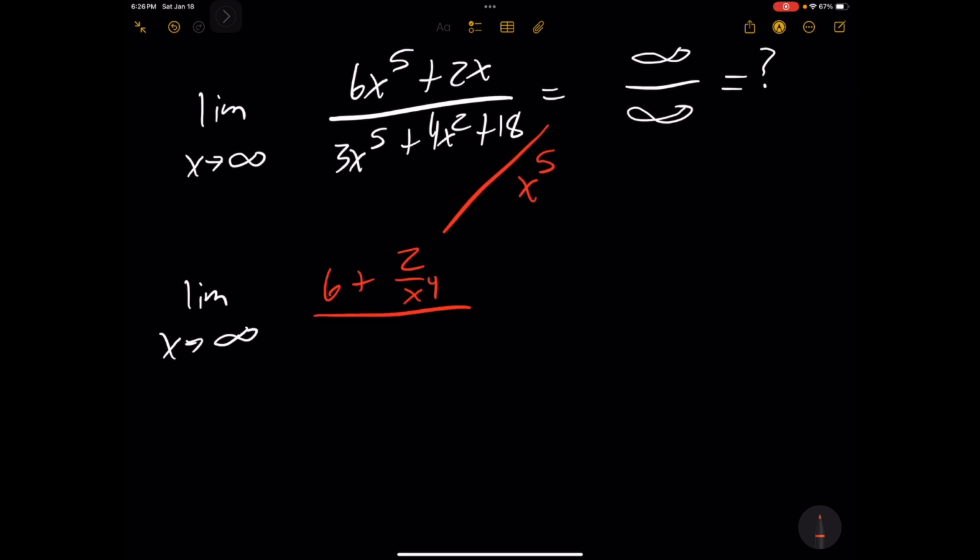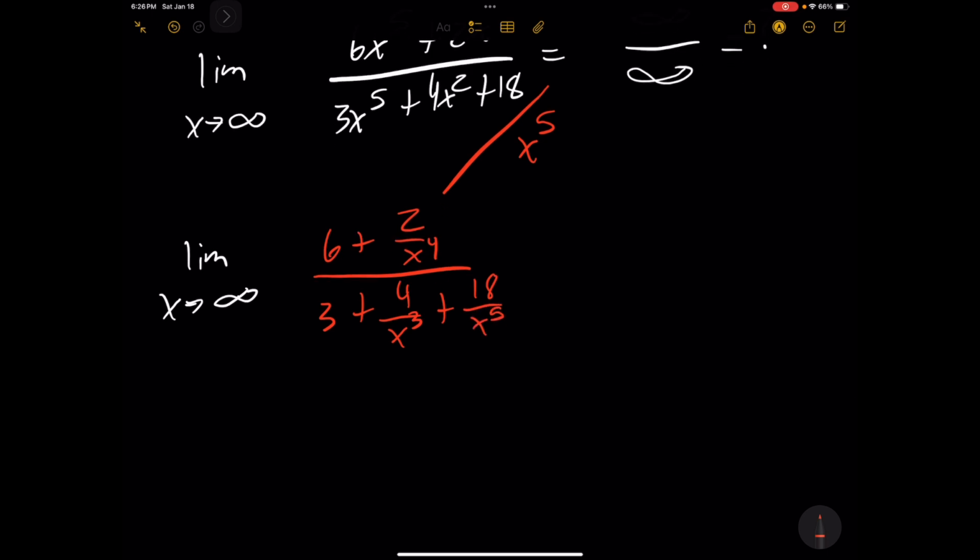In the denominator, our 3x to the 5th is just going to be 3. Our 4x squared is going to be 4 over x to the 3rd power. And our 18 is going to be 18 over x to the 5th power. Now, what's going to happen as x goes to infinity is this term here, x is going to get really, really big. 2 over something really, really big is going to get really, really small. It's going to get infinitely small, which is something we call 0.